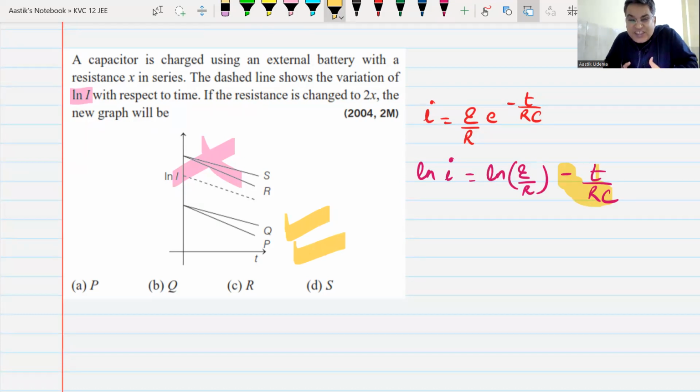When you increase R, the slope decreases. So if the original slope was like this, the new slope must be less. It cannot be more. It has to be less. The only option that is matching this is option Q, and hence the correct answer is Q.